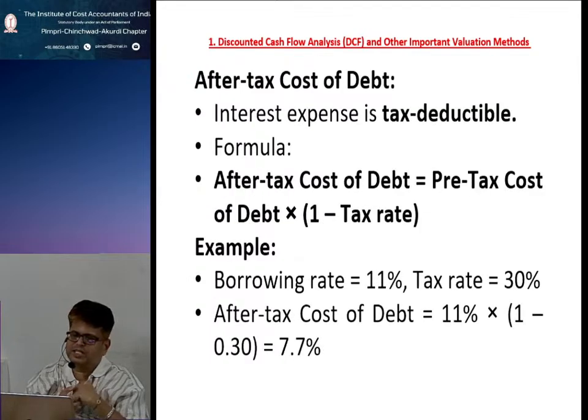Then comes after-tax cost of debt. Interest expense is always a tax deductible expenditure, and therefore formula-wise, after-tax cost of debt is equal to pre-tax cost of debt into 1 minus tax rate. Obviously it's a simple formula. Example, borrowing rate let's say is 11%, tax rate is 30%. Then after-tax cost of debt is 11% into 1 minus 0.30, that is 1 minus 30%, which is equal to 7.7%. So pre-tax cost of debt is 11% and after-tax cost of debt is 7.7%.